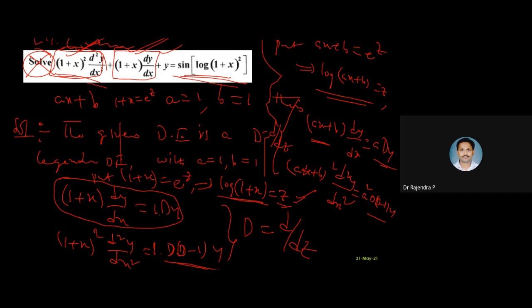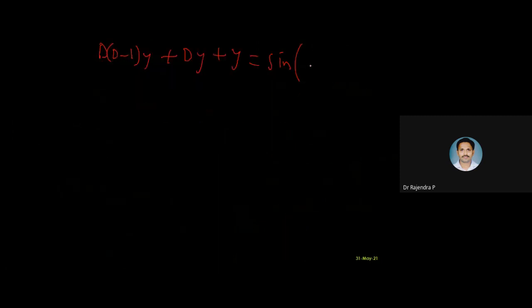Logarithm of 1 plus x. Actually, this is 1 plus x whole square. This is for log only. So 2z. Yes. So this square we can take to the front side. So I can write this value.